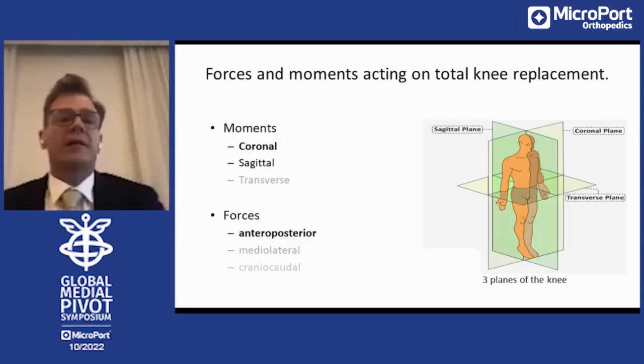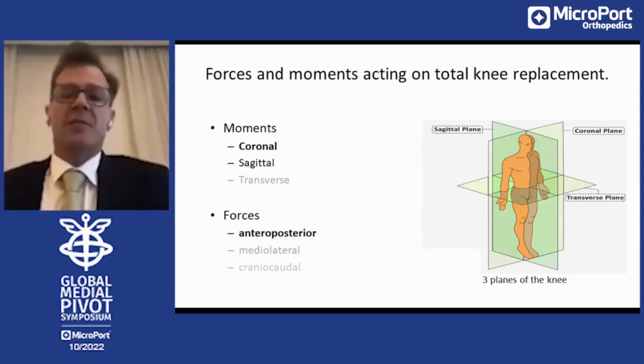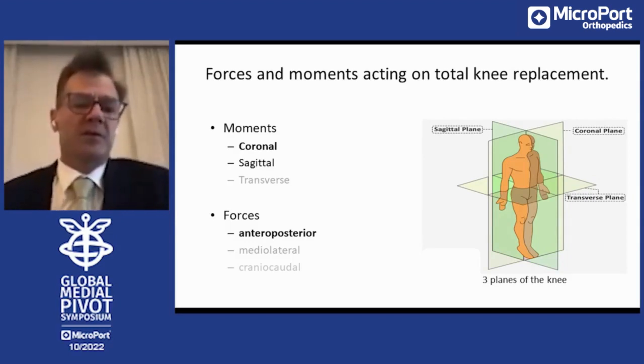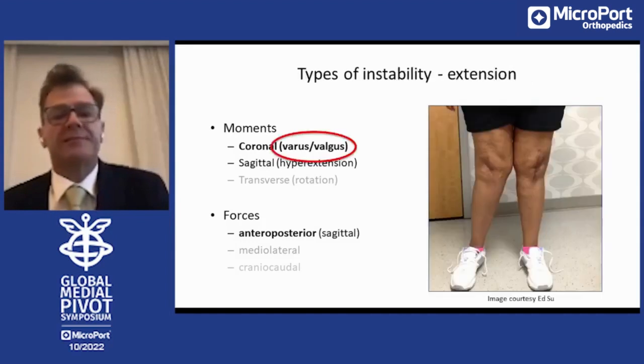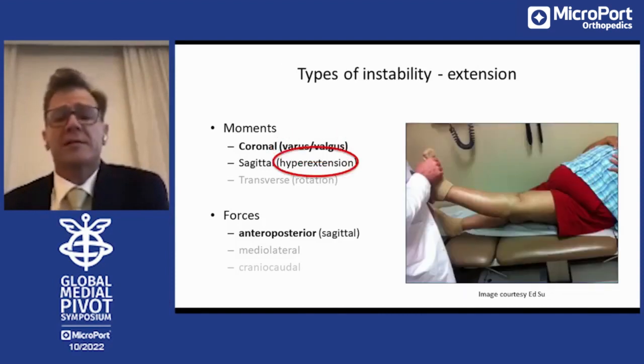So we know that we can break the forces and moments acting on a knee replacement into different planes, the transverse, coronal and sagittal plane. And I think the sagittal plane's most important because of the antero-posterior forces on the knee. We see varus valgus instability sometimes in knee replacement. That is coronal plane instability.